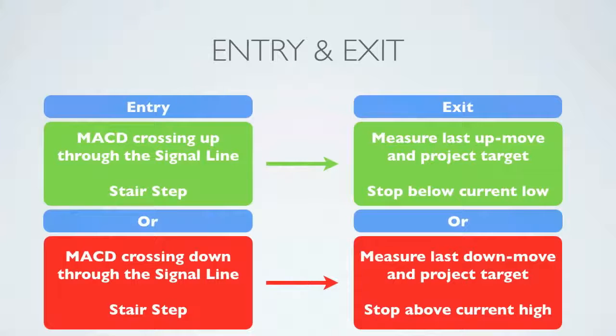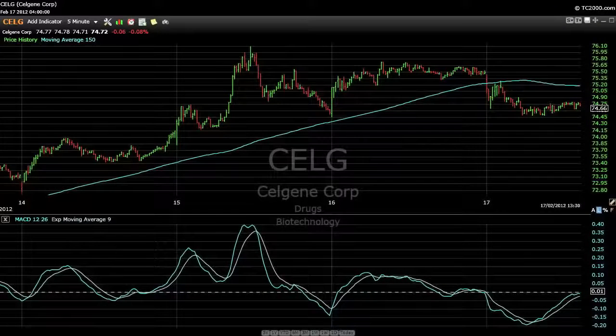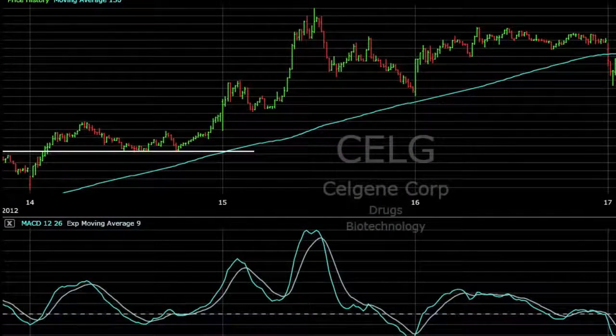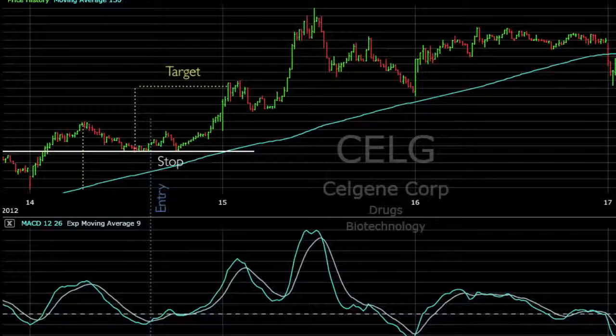Let me show you some examples of how this works. Here you see CELG again. First we look for these stair steps, price coming back to maximum price ring high. Then we get a cross of the MACD, which is in this case just the entry signal. It's not the reason why the system works, it's the stair step. Then your stop is below that support base area. Then you measure the last up move, and then you project that from the pullback low, and then you get your target.